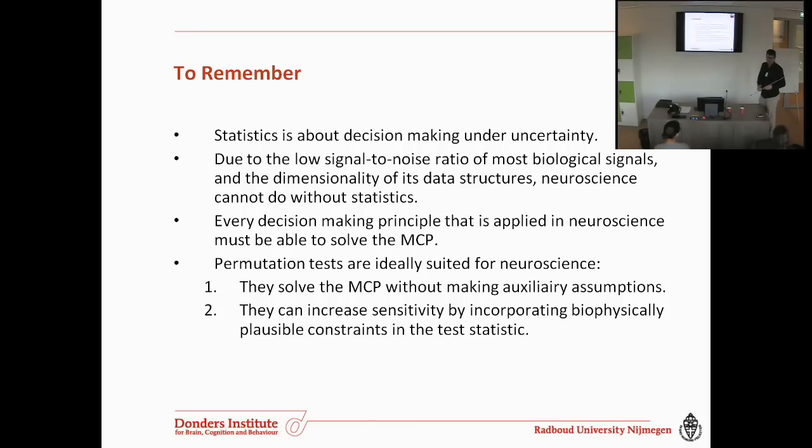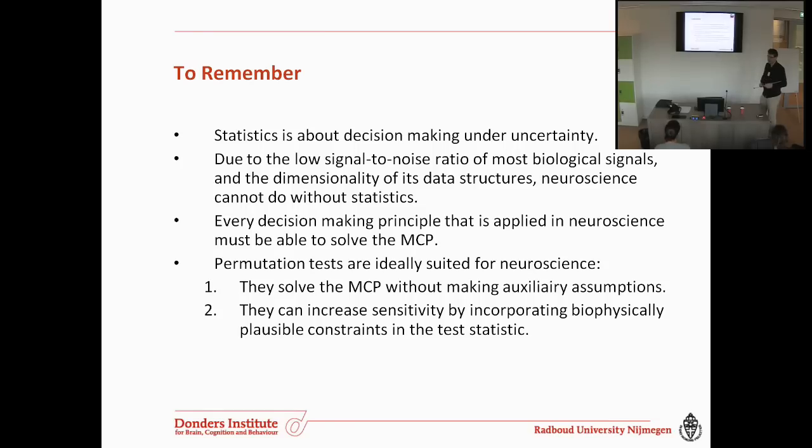As a result of the low SNR of most biological signals, and also the high dimensionality of its data structures, I believe that neuroscience cannot do without statistics, despite the fact that it will not allow you to reveal the truth. You have to do something with the uncertainty in your data. Third, every decision-making principle that you use in neuroscience must be able to solve the multiple comparison problem. Fourth, I believe that permutation tests are ideally suited for neuroscience for two reasons. They allow you to solve the multiple comparison problem without making auxiliary assumptions. And second, they can increase sensitivity by incorporating biophysically plausible constraints in the test statistics.